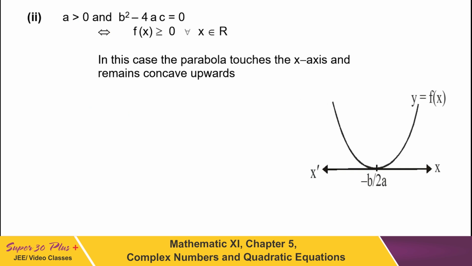Point number 2. If a is positive and D is equal to 0, then we can say f(x) is greater than or equal to 0 for x belonging to real numbers. D is equal to 0 means roots are equal. In this case, the parabola touches the x-axis and remains concave upward because a is positive. This is the representation of the quadratic expression in the graphical manner.